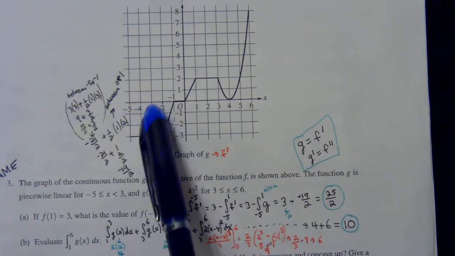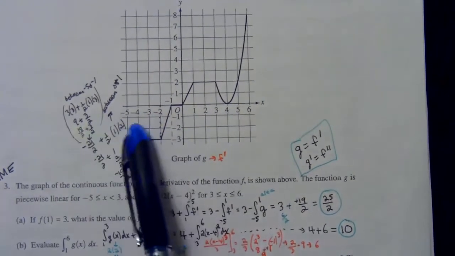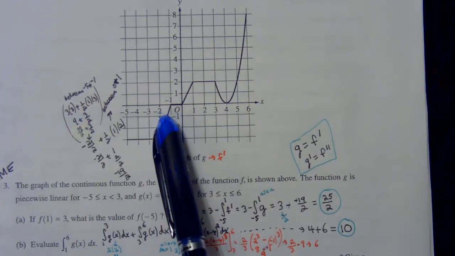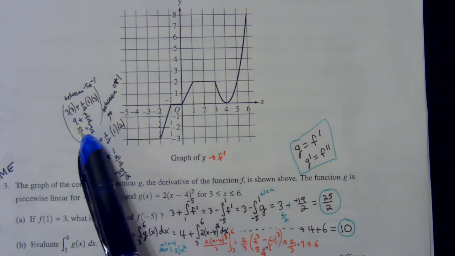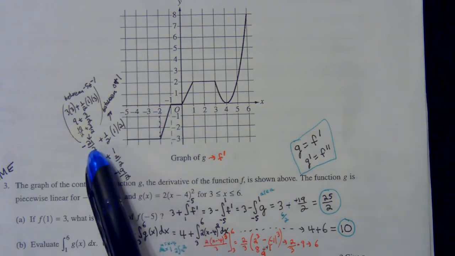So in between -5 and -2, I did that first. That was just a rectangle 3 by 3, which gave us 9. Then I had this little sliver of a triangle here, which is 1/2 base times height. So that was 9 plus the 3 over 2. That gave me like 21 over 2. But since that all was below the x-axis, that integral was a negative number.